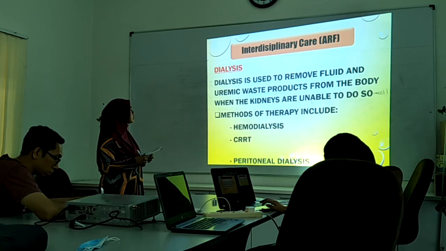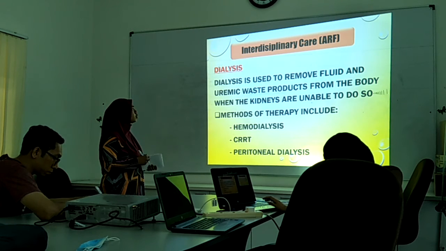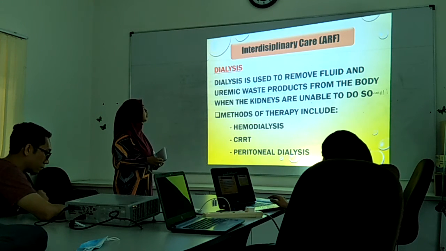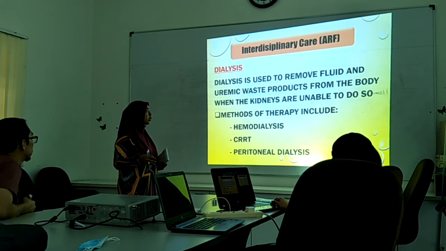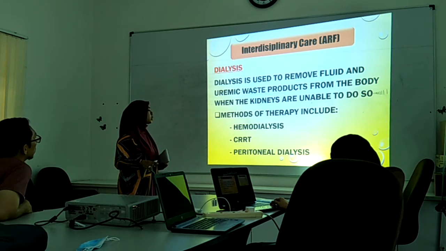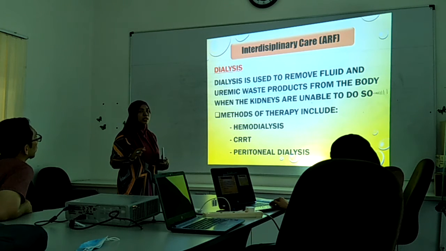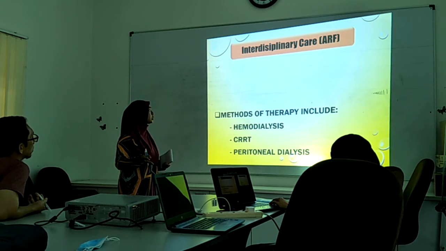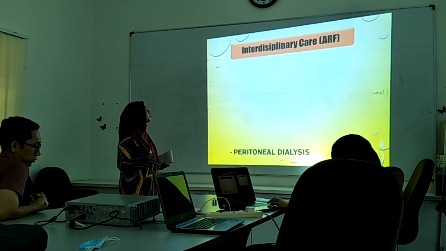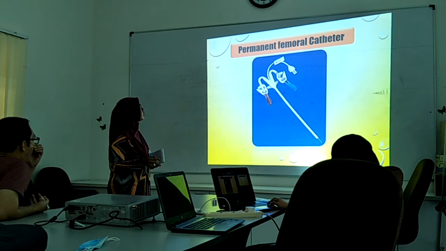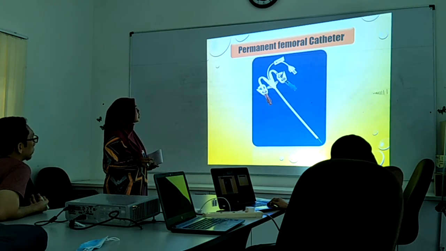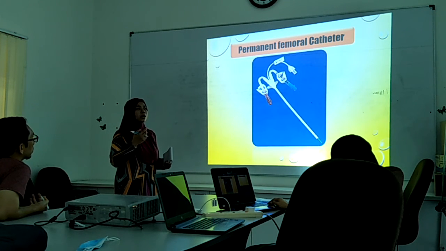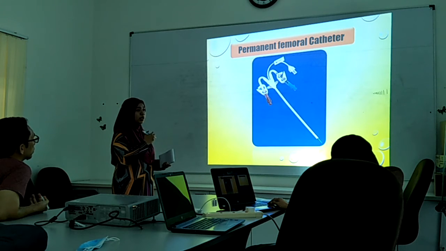Okay, dialysis. Dialysis is a method to remove fluid and uremic waste products from the body when the kidneys are unable to do so. Hemodialysis takes over part of the function of the kidney. And the methods of therapy include hemodialysis, CRRT, and peritoneal dialysis. This is one example of a catheter, or permanent catheter, that is inserted in the patient's veins.